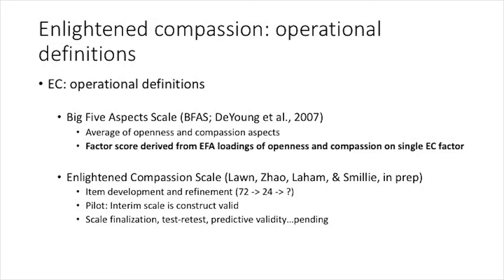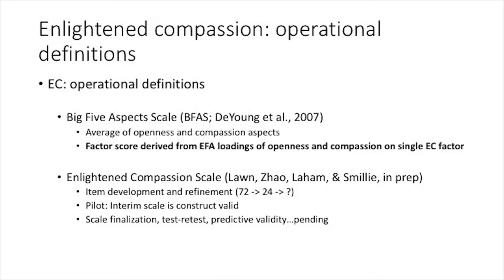Very briefly, we are still undertaking an enlightened compassion scale development process. We have done item development and initial refinement from 72 items down to 24. That interim 24 item scale has good psychometric properties, but it's just too long. We want it to be more efficient than that.